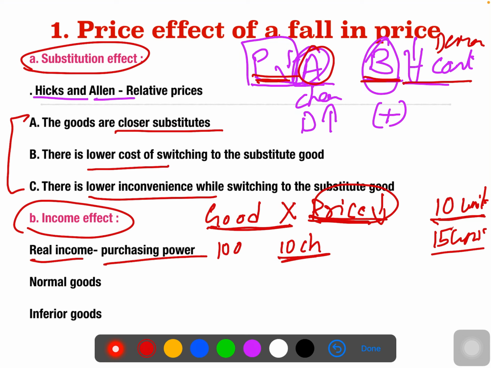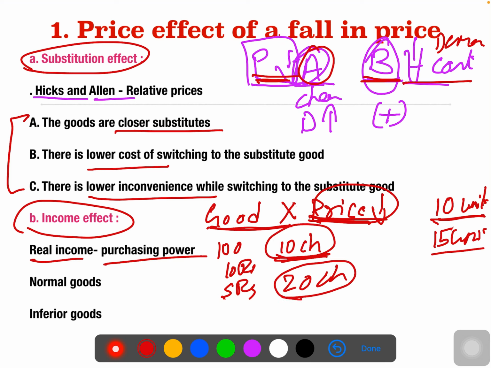Now each chocolate price was 10 rupees. Instead of that, the price got decreased to 5 rupees. Instead of 10 chocolates, now I can purchase 20 chocolates. So my purchasing power got increased from 10 chocolates to 20 chocolates, even though my income is the same, just because the price of good X got decreased. This is called the income effect.